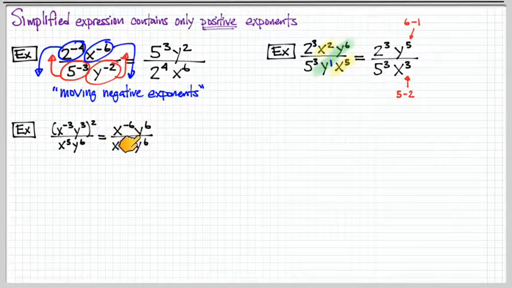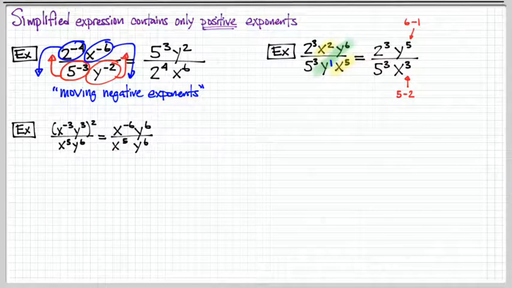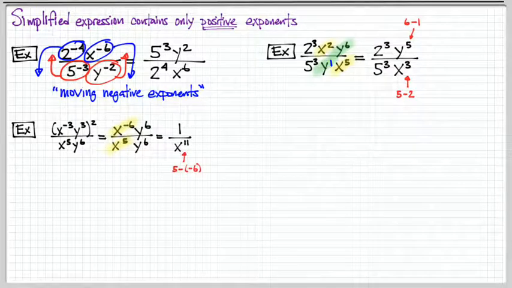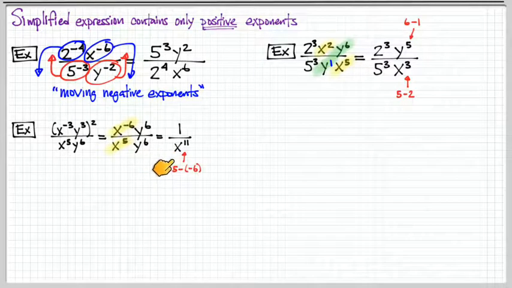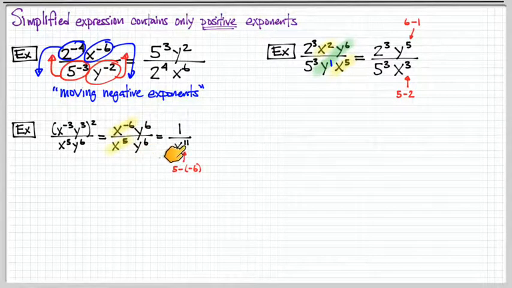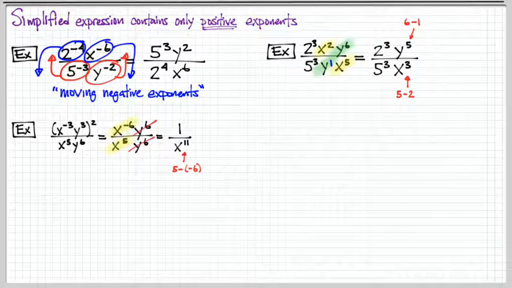Now I'm going to look for like terms, terms with the same base, and combine them. So I have my x term here, and I have x to the fifth, and I have x to the negative 6. 5 is the bigger number, so I'm going to think of it as 5 plus 6, or 5 minus negative 6, and I get x to the 11th on the bottom. And then my y's cancel out here, and I'm left with this as my final answer.